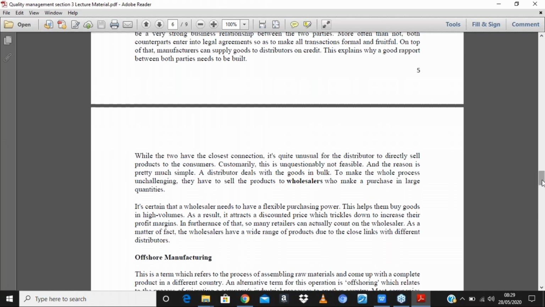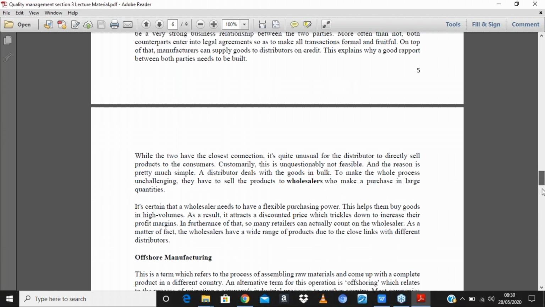So to wrap that up, it is certain that a wholesaler needs to have flexible purchasing power. This helps them buy goods in high volumes. As a result, it attracts a discounted price, which trickles down to increase their profit margin. In furtherance of that, many retailers can count on wholesalers. As a matter of fact, wholesalers have a wide range of products due to close links with different distributors. Wholesalers can buy from manufacturers and they can buy from distributors.